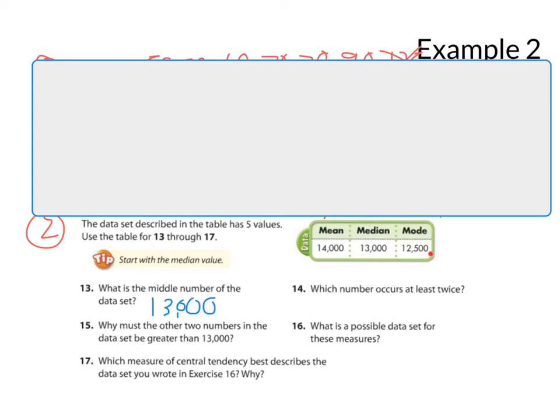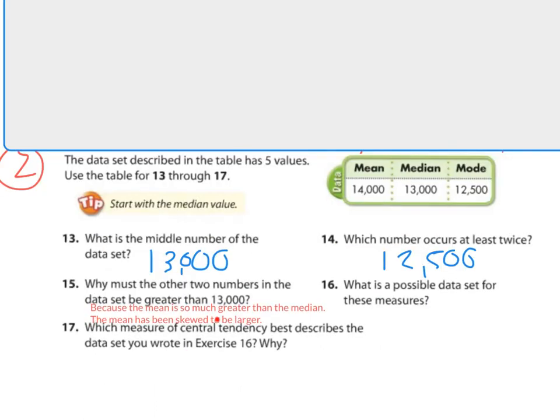So this is where it didn't actually give you the data set, and we're just kind of interpreting it, but the middle number, the median, is 13,000. Which number occurs at least twice? 12,500, because that's the mode or the most. I know it has to occur more than once if it's the most. Why must the other two numbers in the data set be greater than 13,000? Well, that's because the mean is so much greater than the median. It's $1,000 bigger, which means that the mean has been skewed to be larger. There must have been larger numbers to make the average so much bigger.